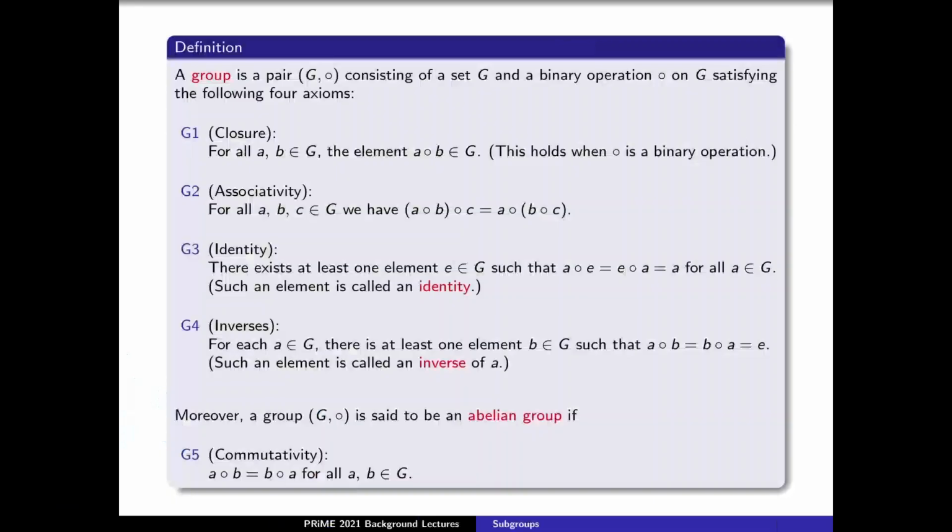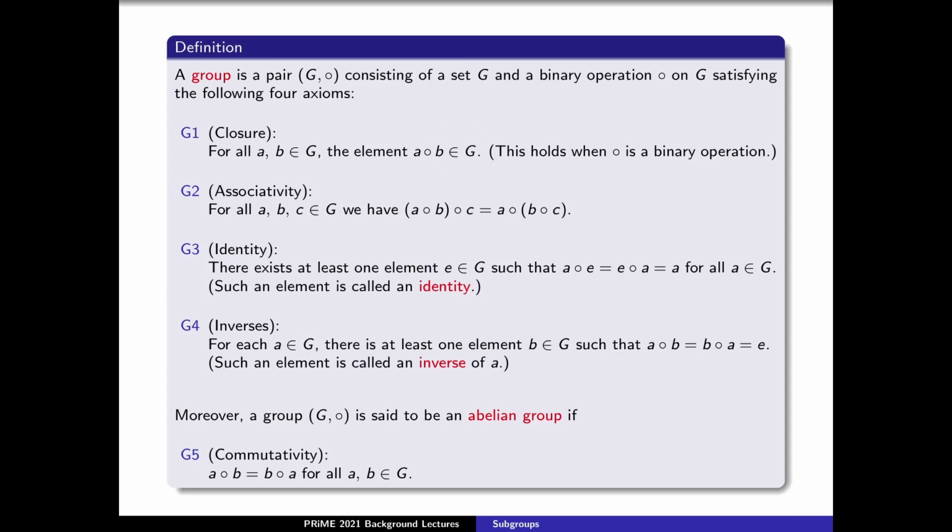As a reminder, by a group, we mean a pair (G, ∘) such that G is a set together with a binary operation ∘ on G, and the following four axioms are satisfied. We have closure: if we take any two elements a and b in G, whenever we take a ∘ b, we're back in G. And so a ∘ b is in G for each a, b in G.